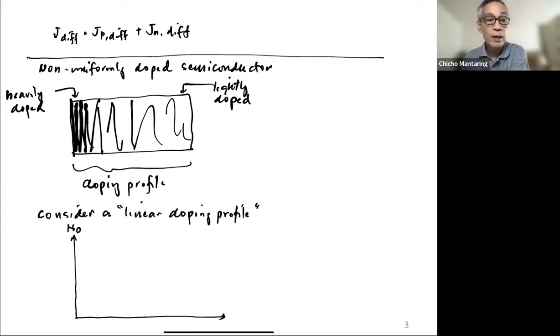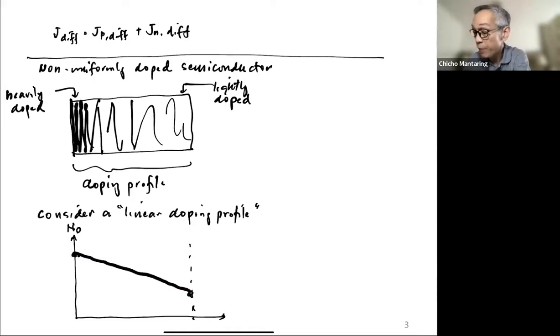This is going to be your donor impurity concentration, ND. Let's say it varies linearly this way. So on the left side, your donor impurity concentration is high. As you go to the right, your donor impurity concentration goes low. And later on, when I discuss the p-n junction, you're going to see why this might happen.